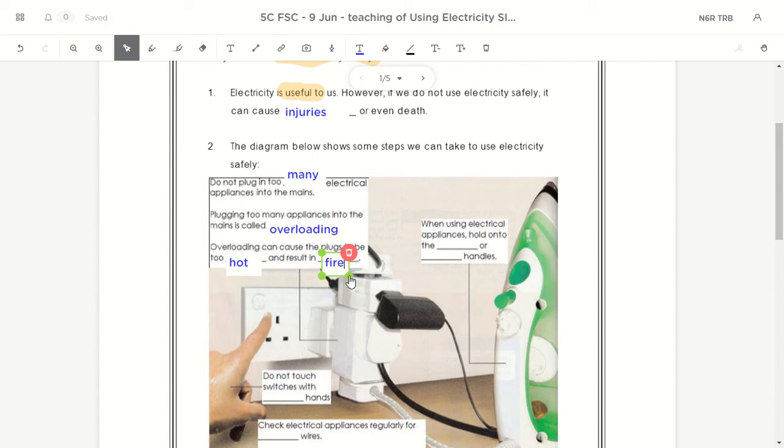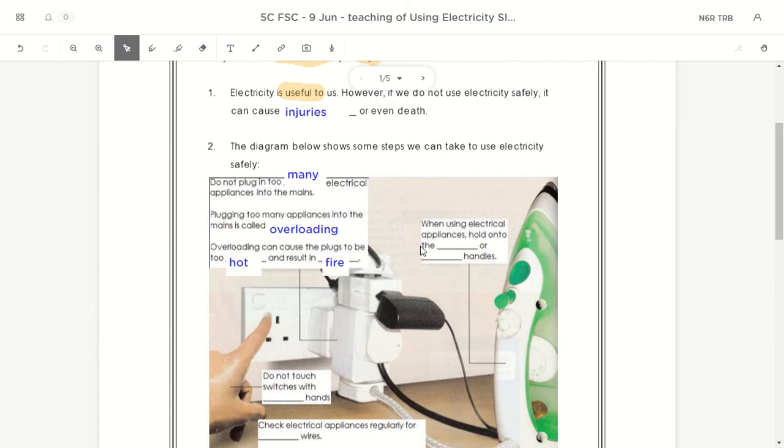Sometimes you have cases of handphones exploding, or PMDs exploding. Sometimes it's because of overloading too. So do not plug in too many electrical appliances, because plugging in too many will cause overloading, and when you overload the electrical socket, the plugs can become too hot. Fire may result. We don't want that to happen.